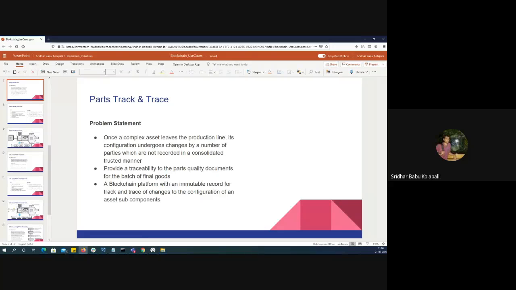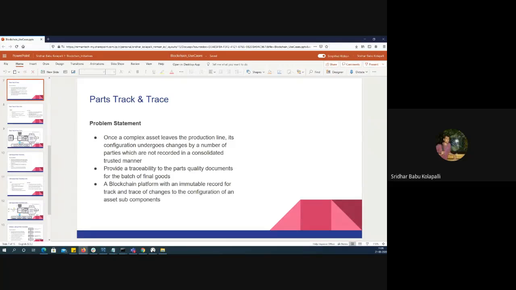So then I can easily map exactly which car has this part. I can recall only that set of cars instead of calling the complete batch and checking which one has the problem. This is exactly what we have solved here. Once a particular asset leaves the production line and is assembled into the overall product, we need a kind of traceability, right?